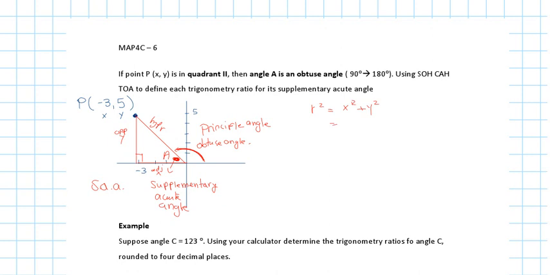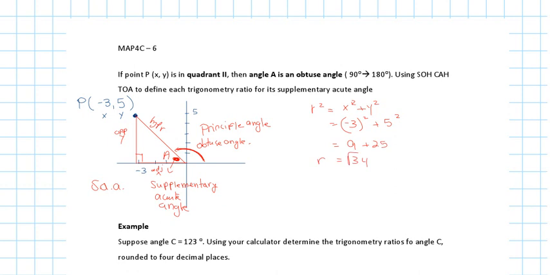I have negative 3 squared. See, I put the negative in brackets. I have to, because the whole negative 3 is squared. Okay? It becomes positive. If you don't put it in brackets, you're going to mess it up. It becomes negative. So that's going to be 9 plus 25, which is 34. So R is equal to square root of 34. Okay? That did not change. And I'm not surprised.